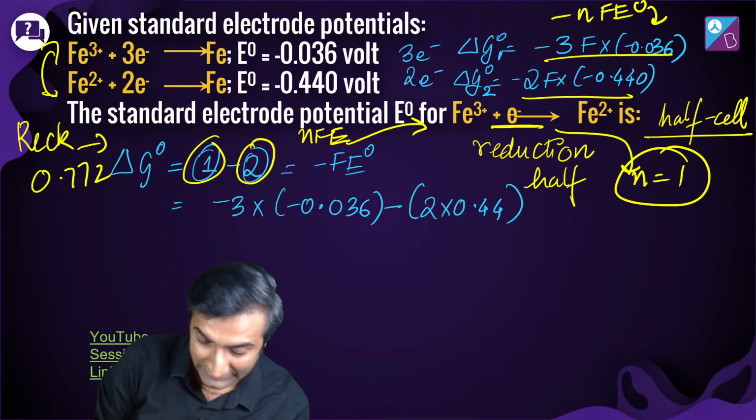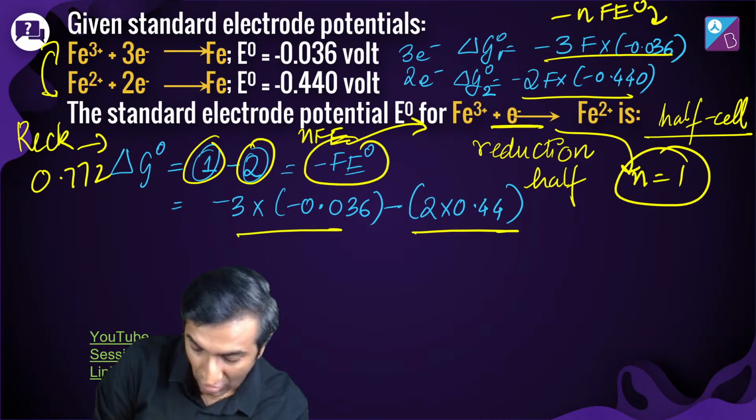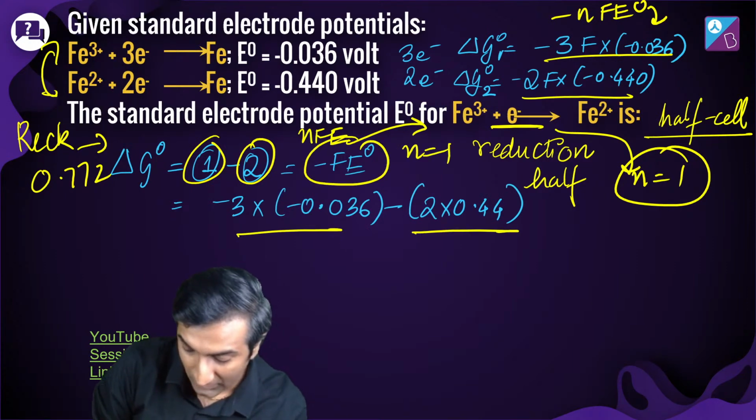देखो यार, so this is how you do this. NFE naught, where N is equal to 1, is going to be equal to this.